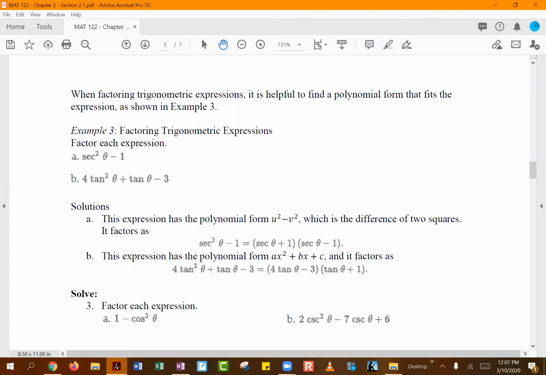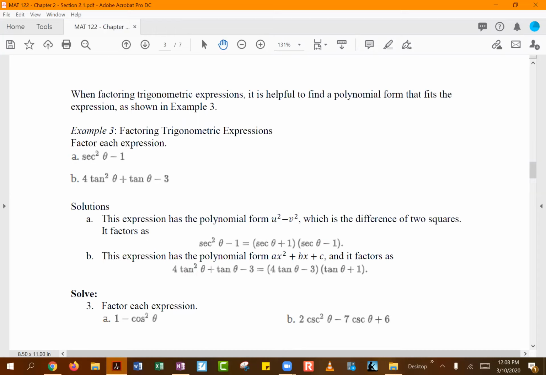So they're saying when trying to factor these trigonometric expressions, it is kind of helpful to find a polynomial form that fits the expression. So let's take a look at what exactly they mean by that. Finding a polynomial form that fits the expression. So here we've got secant squared of theta minus 1.